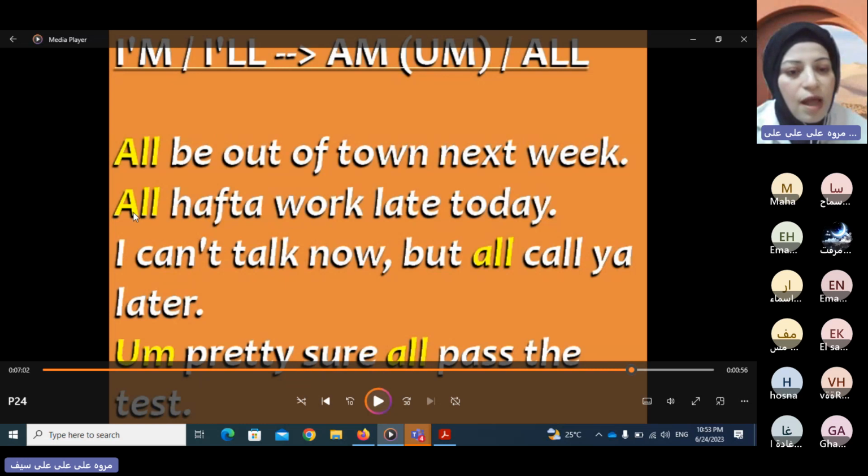See the second one. I'll have to work late today. So this is have to, but reduced to "hafta". I'll have to work late today. Today, late today, work late today, have to work late today, I'll have to work late today.